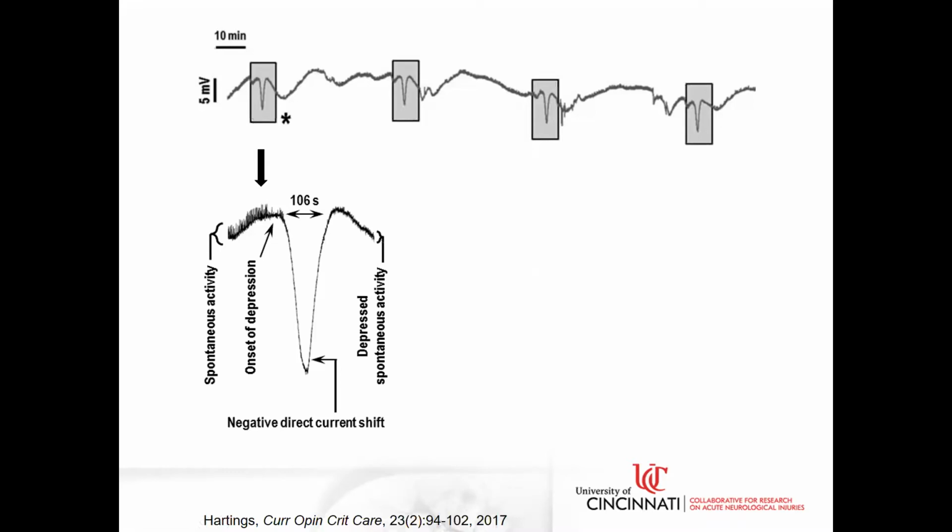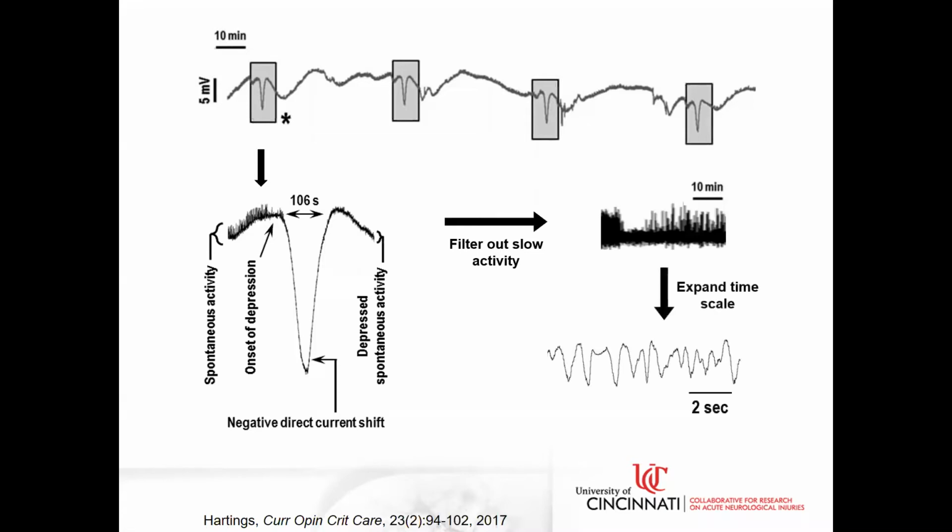We can then filter out this baseline shifting potential here in order to better see the depression period. So the baseline spontaneous activity followed by a depression and a gradual recovery. And if we then expand this still compressed time scale, we can get what typically looks like a typical EEG type of high-resolution waveform. So that's how we go from compressed scales in large amplitudes all the way down to expanded time scales and much smaller amplitude activity. And we capture all of these in our recordings.